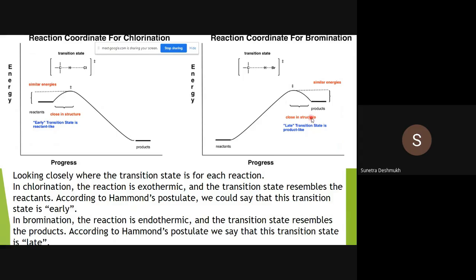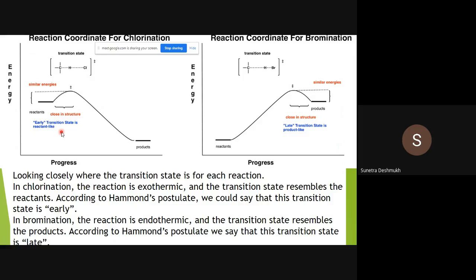And in bromination the transition state lies next to, very close to, the product, so the transition state resembles the product. The energy level of this transition state resembles the product, so we can say that it is the late transition state. So an early transition state forms in chlorination, and a late transition state is nothing but a product-like transition state. In bromination the transition state is product-like, and in chlorination the transition state is reactant-like.